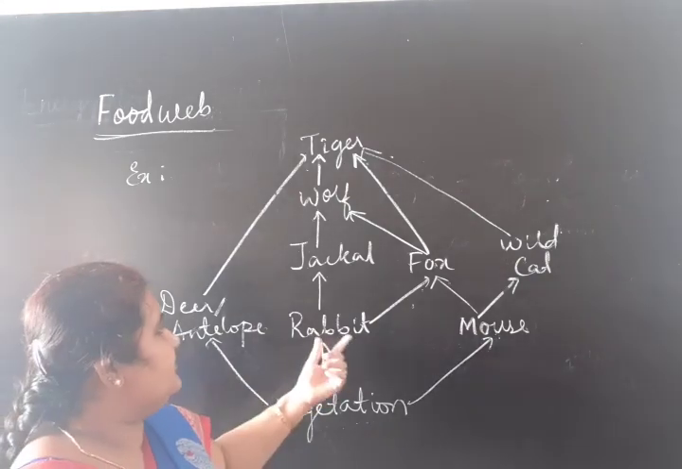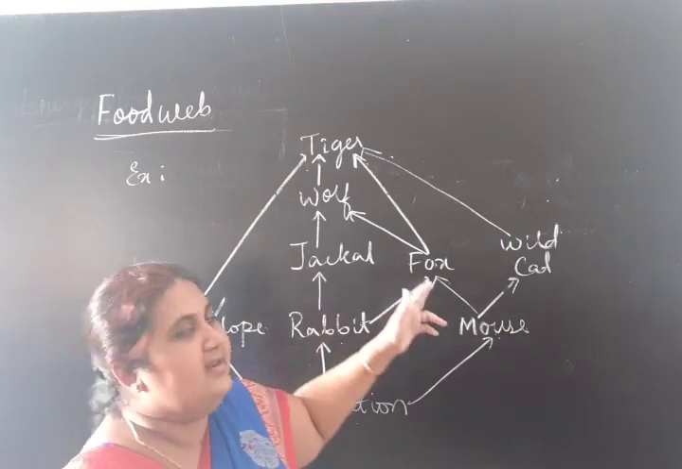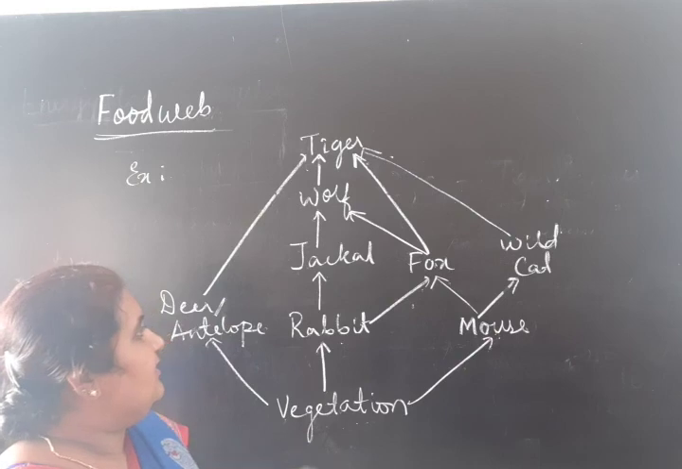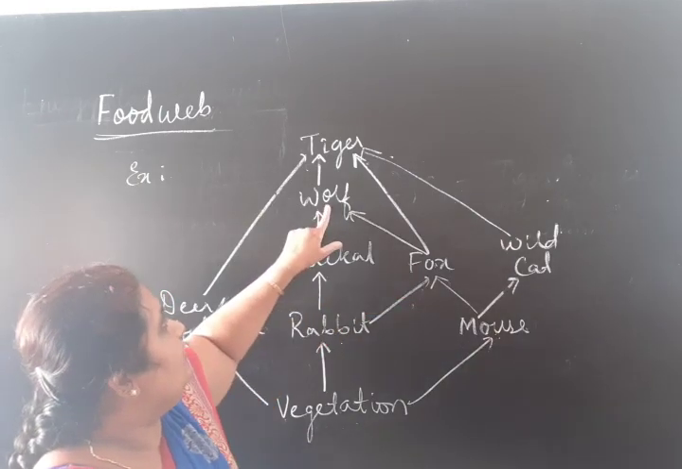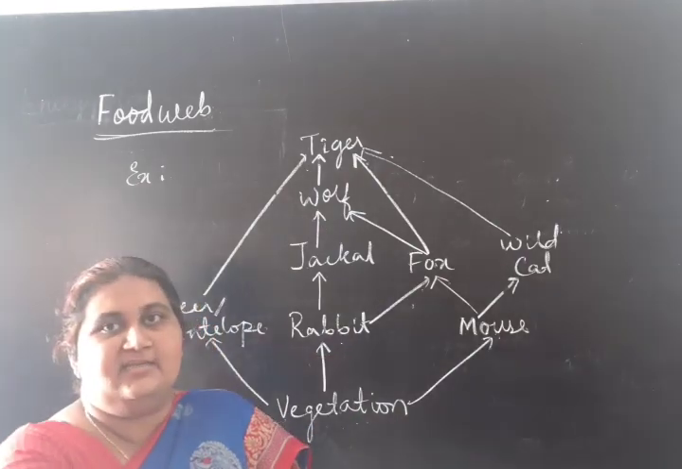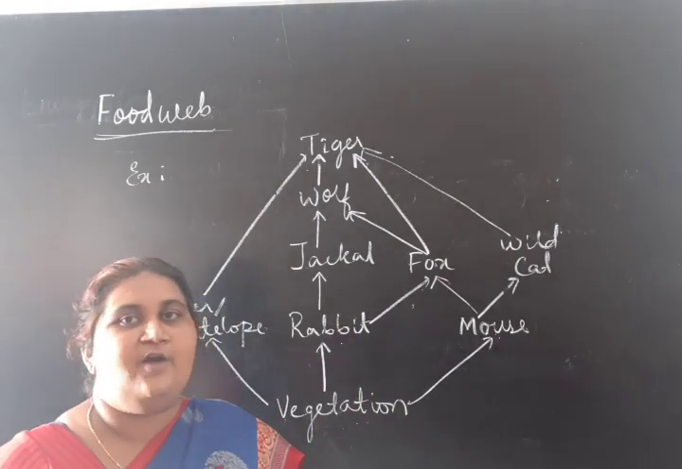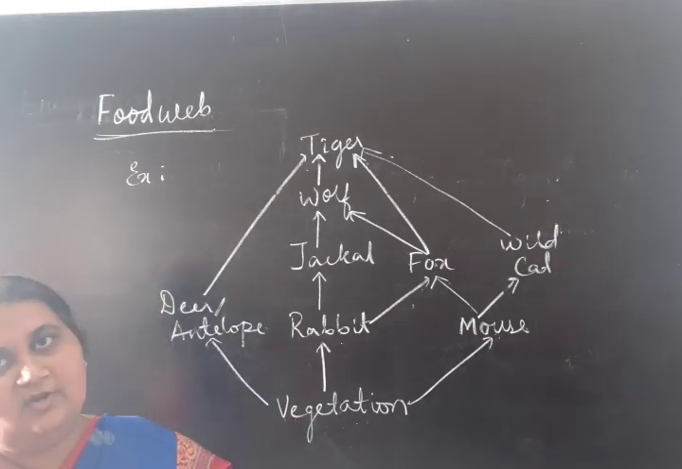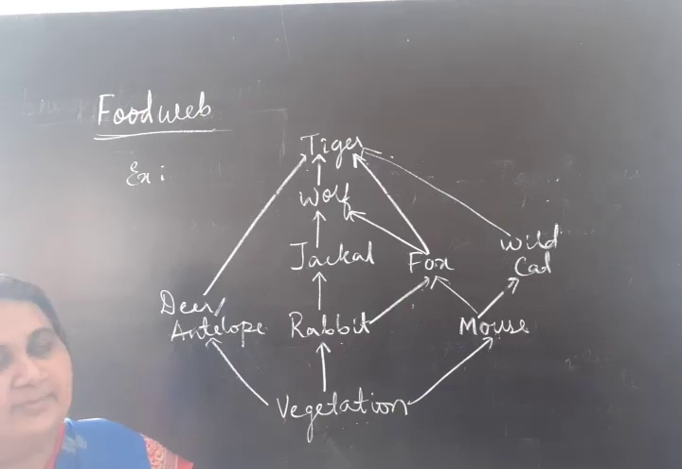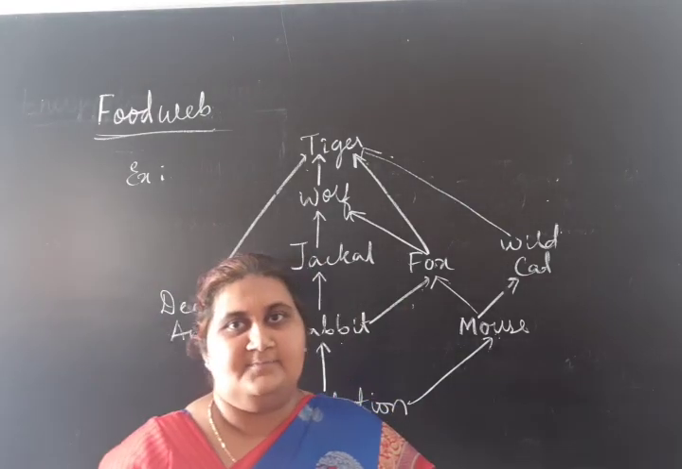So rabbit is eaten by both jackal as well as fox. Fox is eaten by the wolf as well as the tiger. So food web provides an alternate source of food, by which it brings about ecological stability. It maintains the ecosystem stable.